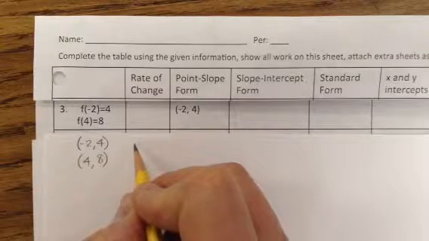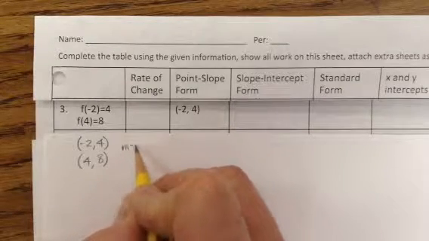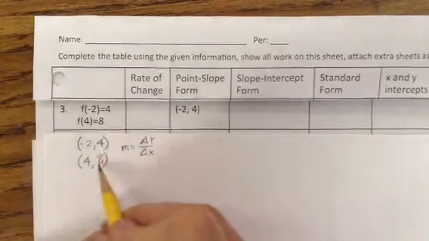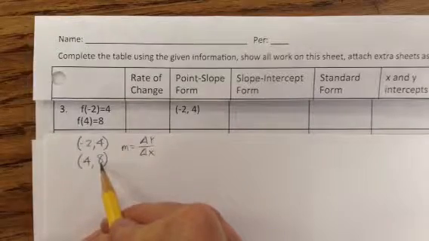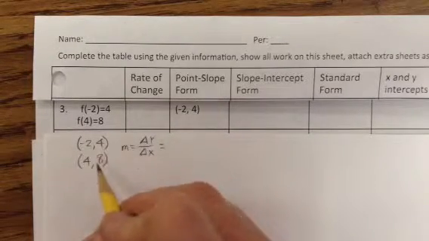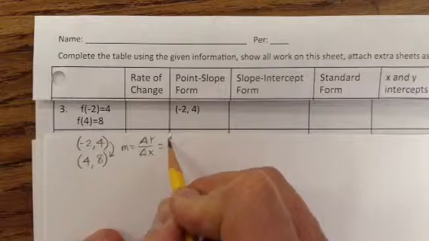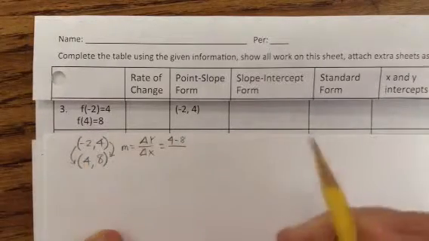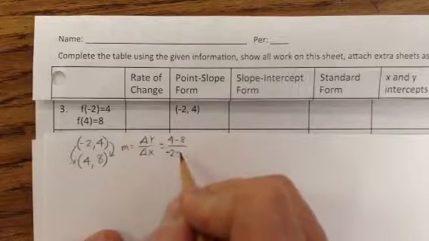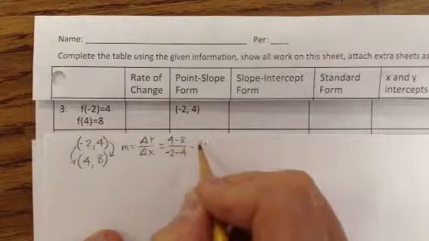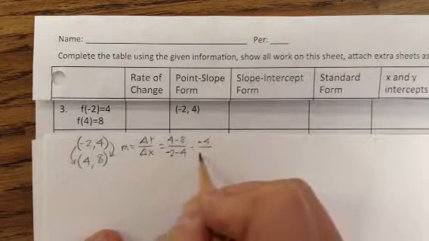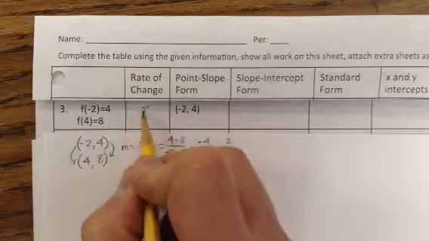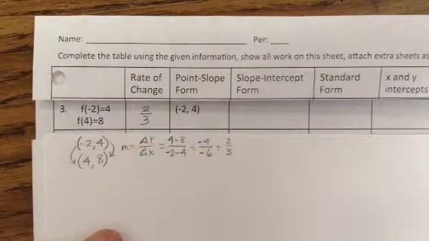I'm going to subtract my y's and then put that over subtraction of x. So delta y over delta x. So subtract my y values, and again it doesn't matter what order as long as you're consistent. So if I go 4 minus 8, that's cool. I'm just going to have to subtract the x's in the same way. Negative 2 minus 4. So that's going to be a negative 4 over a negative 6, and that reduces to 2/3. My rate of change is 2/3, also known as my slope.